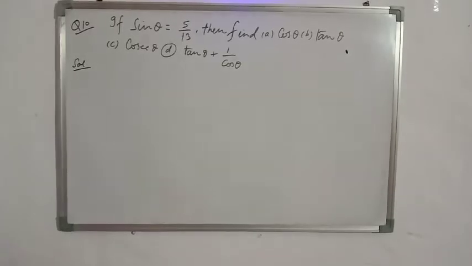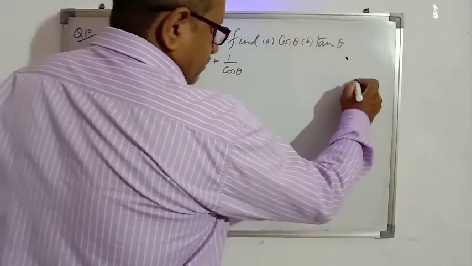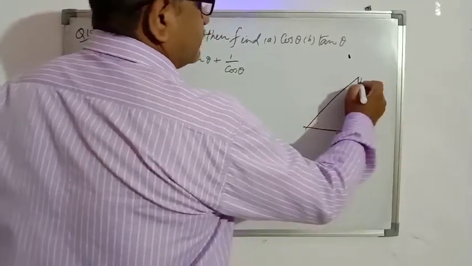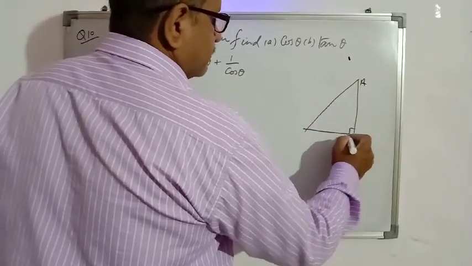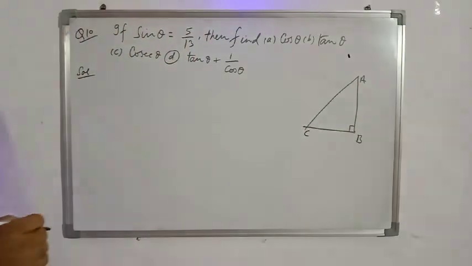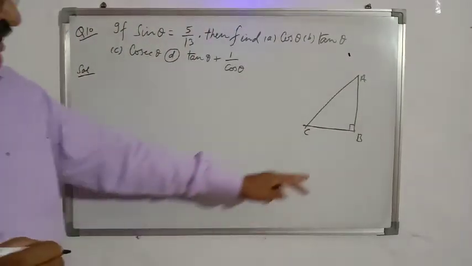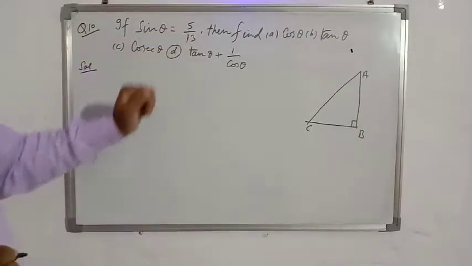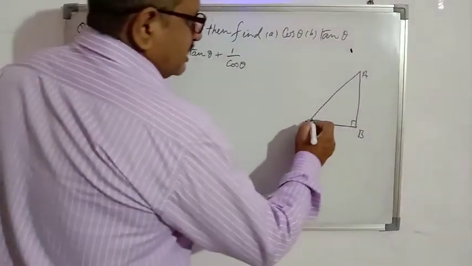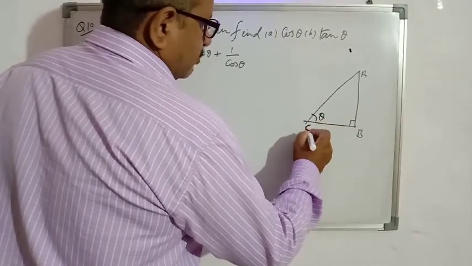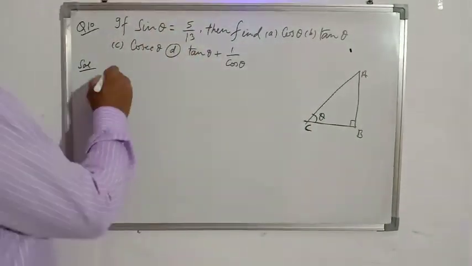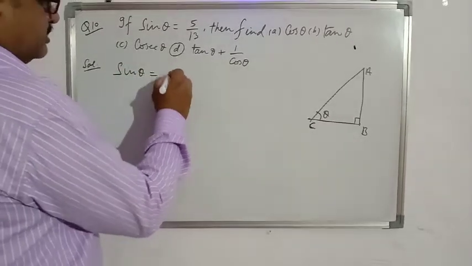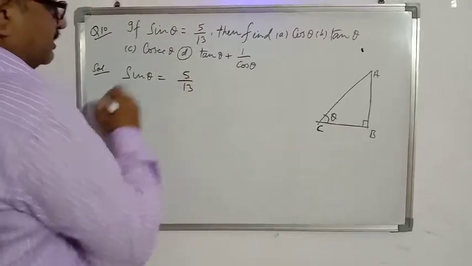Again we will take a right angle triangle. So let us suppose ABC is a right angle triangle in which angle B is 90 degrees. Sin theta is given as 5 by 13. Suppose this angle C is theta. So it is given sin theta is equal to 5 by 13.